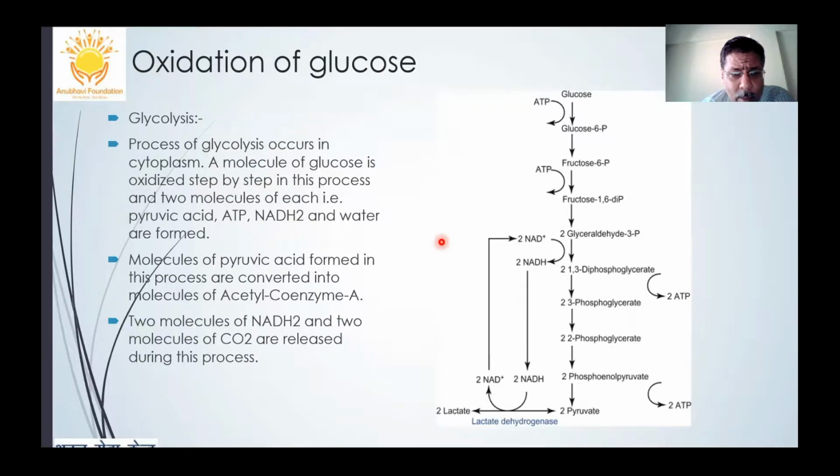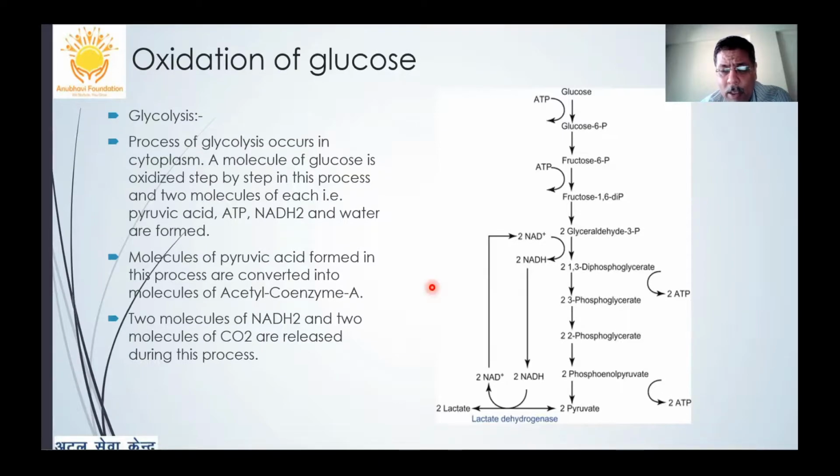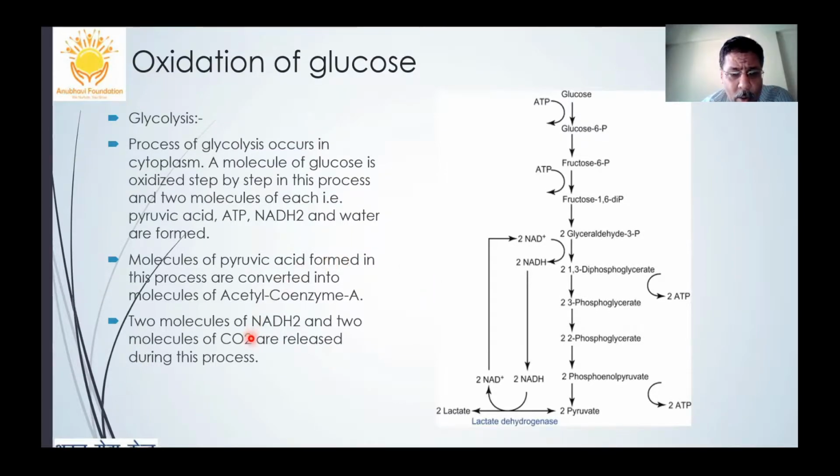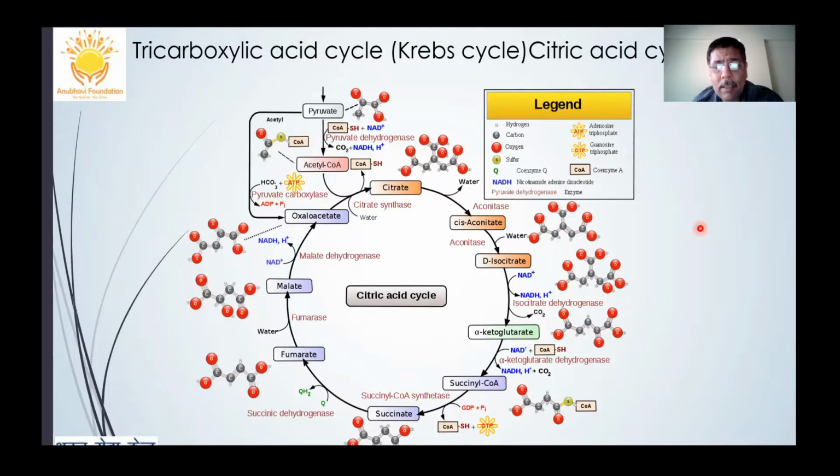Molecules of pyruvic acid formed in this process are converted to molecules of acetyl coenzyme A on the membrane of mitochondria, and then they can be utilized in the mitochondria for further respiration, which occurs only in aerobic respiration or aerobes. Two molecules of NADH2 and two molecules of carbon dioxide are released during this process. Let's start with the next step, which is present only in aerobic respiration, that is the tricarboxylic acid cycle, or the Krebs cycle, or the citric acid cycle.